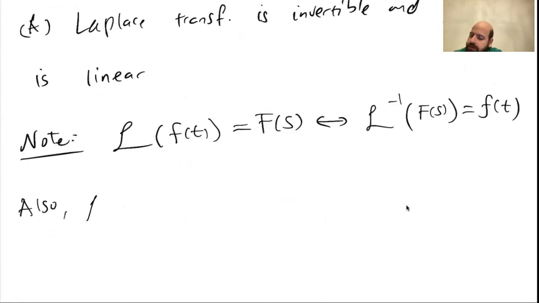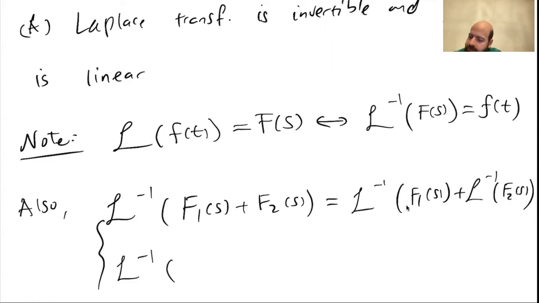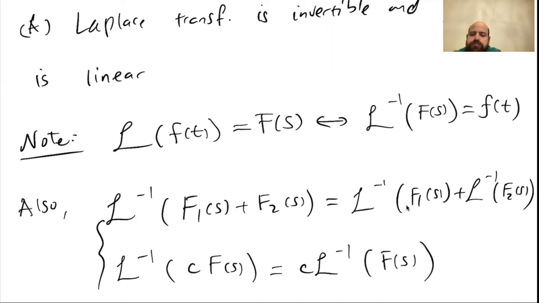Also, the inverse Laplace transform is linear. So inverse Laplace transform of capital F1 of s plus capital F2 of s will be the same as inverse Laplace transform of capital F1 of s plus inverse Laplace transform of capital F2 of s, and inverse Laplace transform of C times capital F of s will be the same as C times inverse Laplace transform of capital F of s. So this is about Laplace transform and inverse Laplace transform.